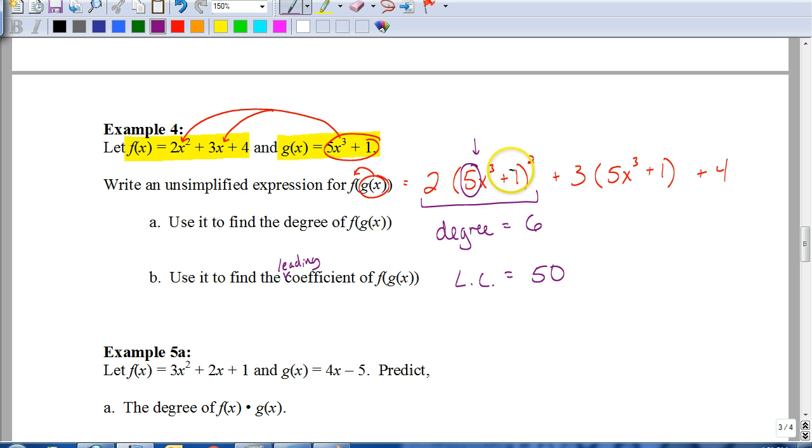Because this 5x cubed, it would end up being squared. Now granted, all of that would be squared, but we're just focusing on the leading coefficient. So I don't have to worry about any of the other numbers, I just have to worry about the 5 there. So 5, when you square it, becomes 25, and then you multiply it times this 2 that's out in front here, and that's what gives you 50.